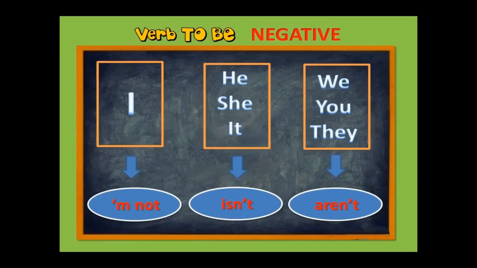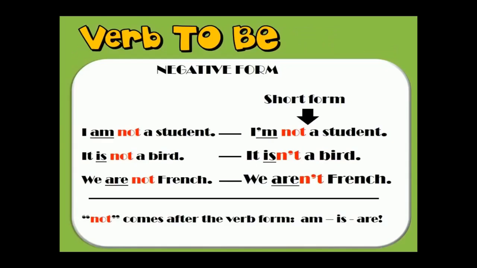Negative. I am not. He, she, it, isn't. We, you, they, aren't. Negative form. I am not a student. Short form. I'm not a student. It is not a bird. Short form. It isn't a bird. We are not French. Short form. We aren't French. Not comes after the verb form.